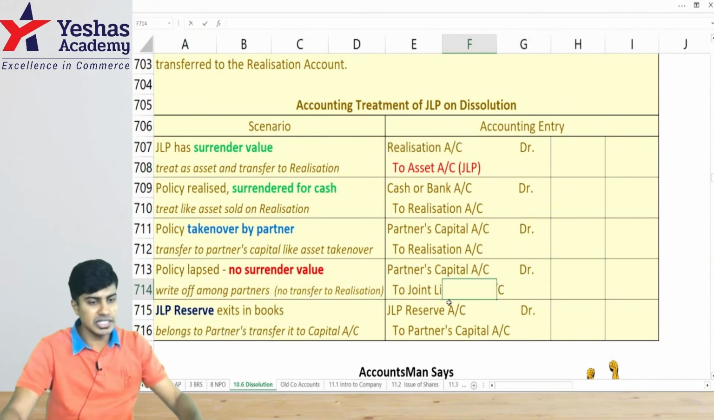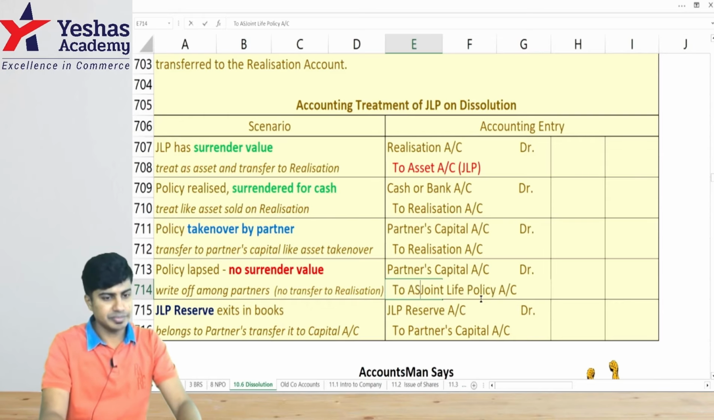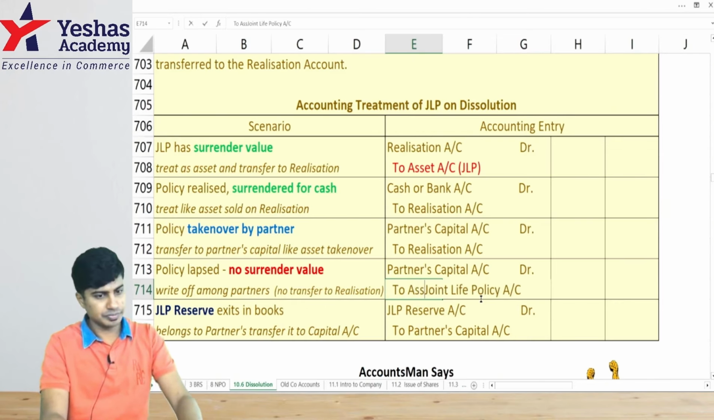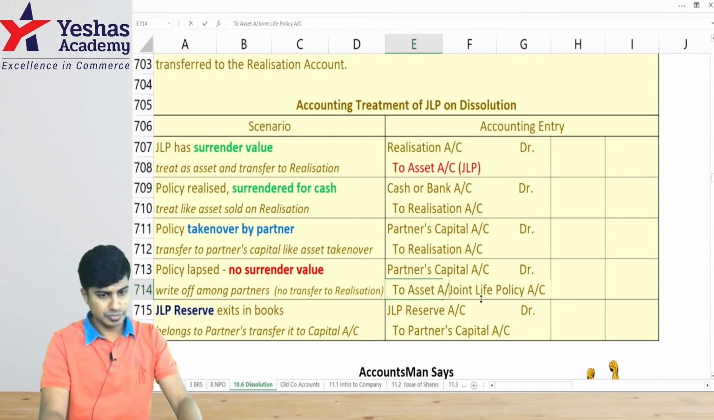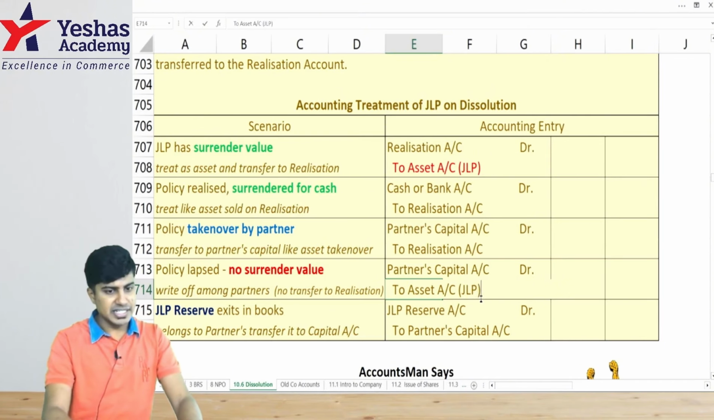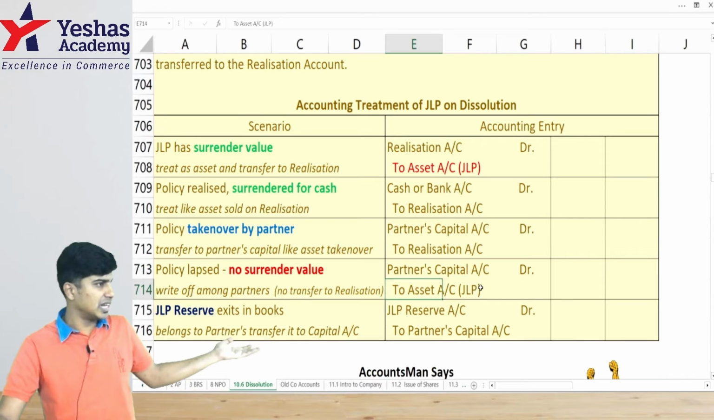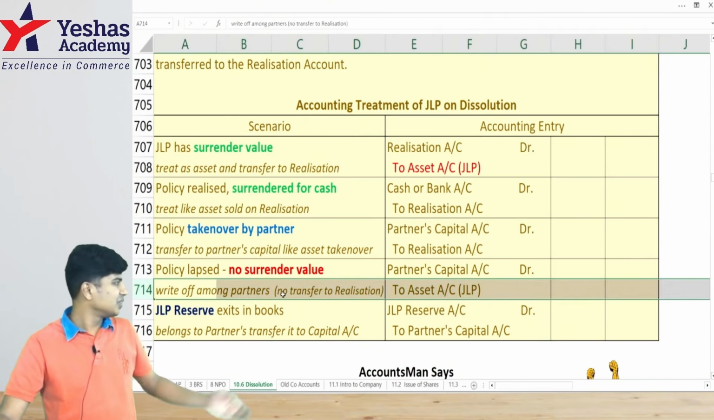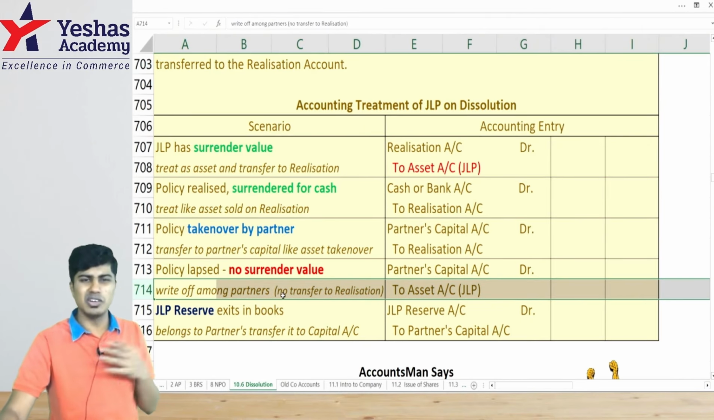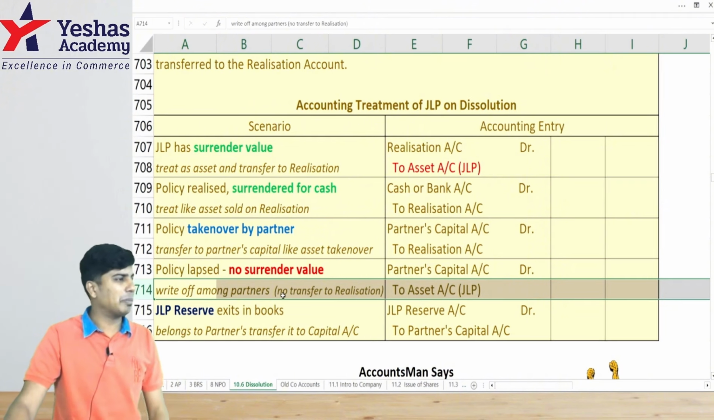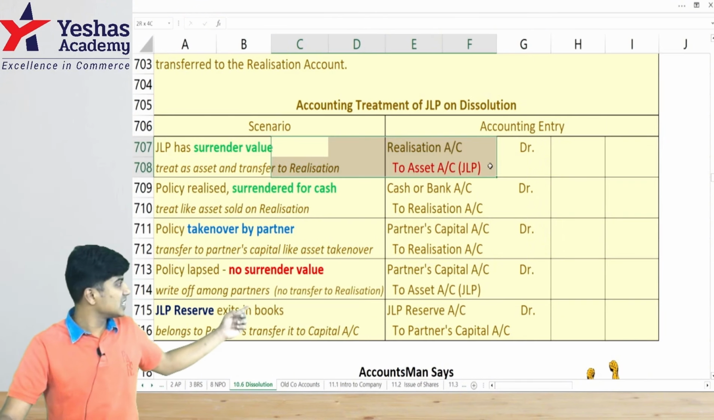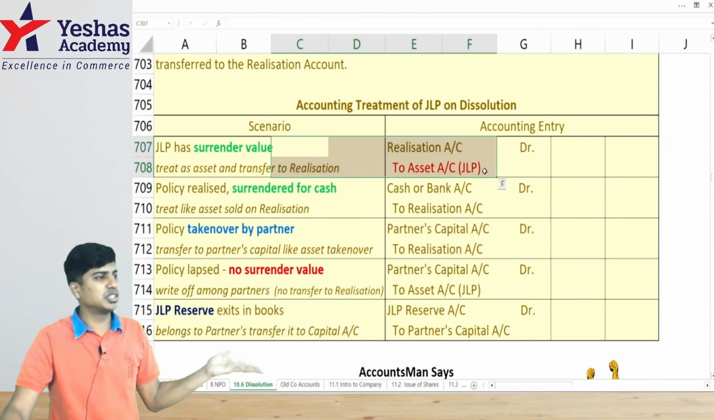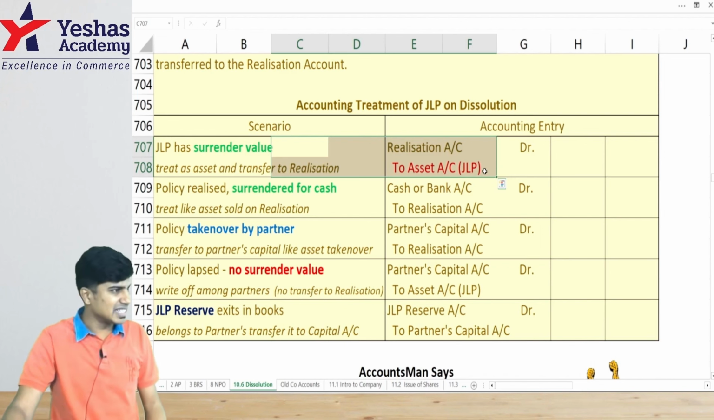What is this joint life policy here? This is an asset. This is the asset account. I'll write JLP. Shortcut, easy for you to remember. If the asset is getting sold, there is a point in transferring to realization. If it's going to realize nothing, you can just write partner's capital to asset and close. Writing off the asset directly to capital. Or if you want, you can write realization to asset but don't write any cash to realization entry. Either way it is the same.